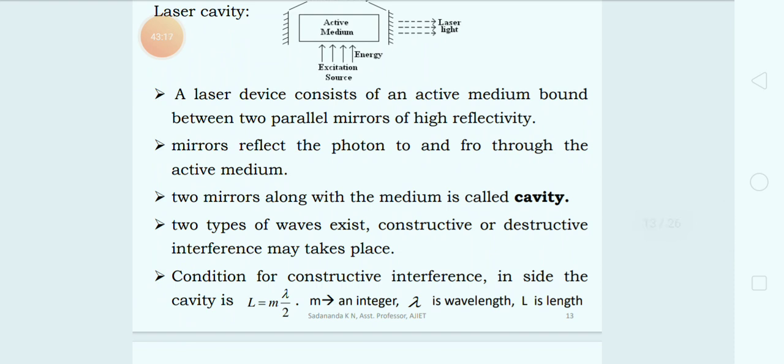So it's shown in the slide. L is equal to m into lambda by 2, where m is an integer greater than 0, and lambda is the wavelength of the laser light inside the material of the active medium. Now from this relation, we can evaluate the wavelength of the laser light which is produced in the active medium or the laser cavity. Lambda equal to 2L by m. So please remember this expression. We can solve one or two problems based on this.